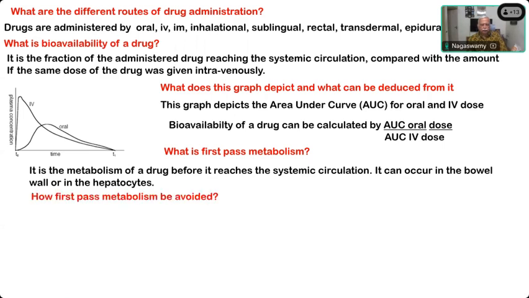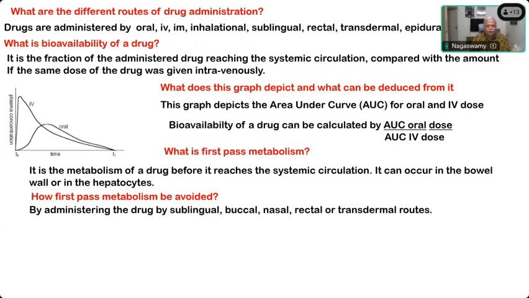How can first pass metabolism be avoided? By intravenous administration, sir. Very good. Then any other route? Buccal, sublingual, nasal, rectal, transdermal. All these routes. IV, of course, is 100% bioavailable. But if you want to avoid first pass metabolism by other routes, you can use sublingual, buccal, nasal, rectal, and transdermal. All these do not go to the liver, so the problem is not there.